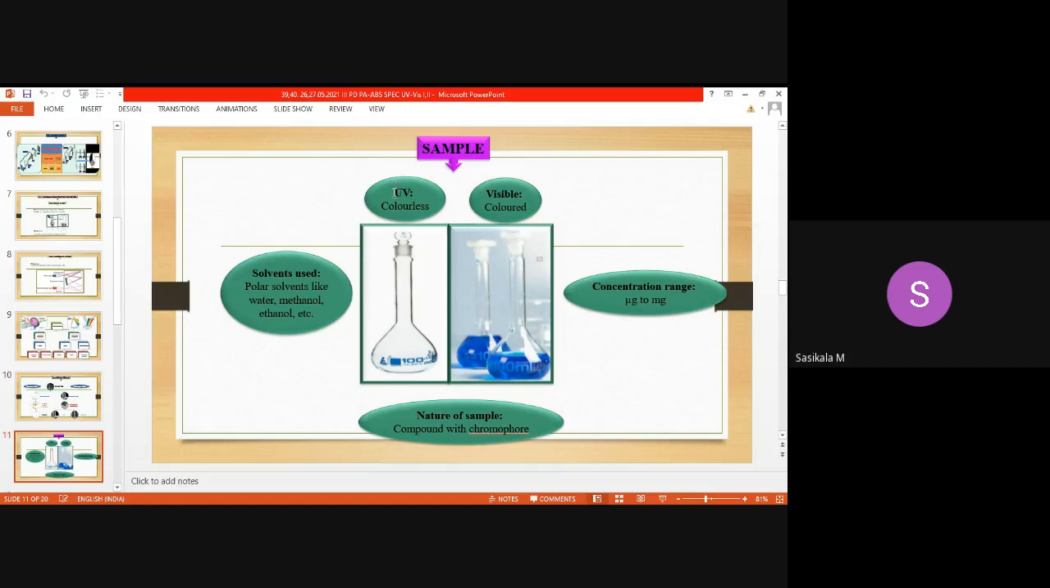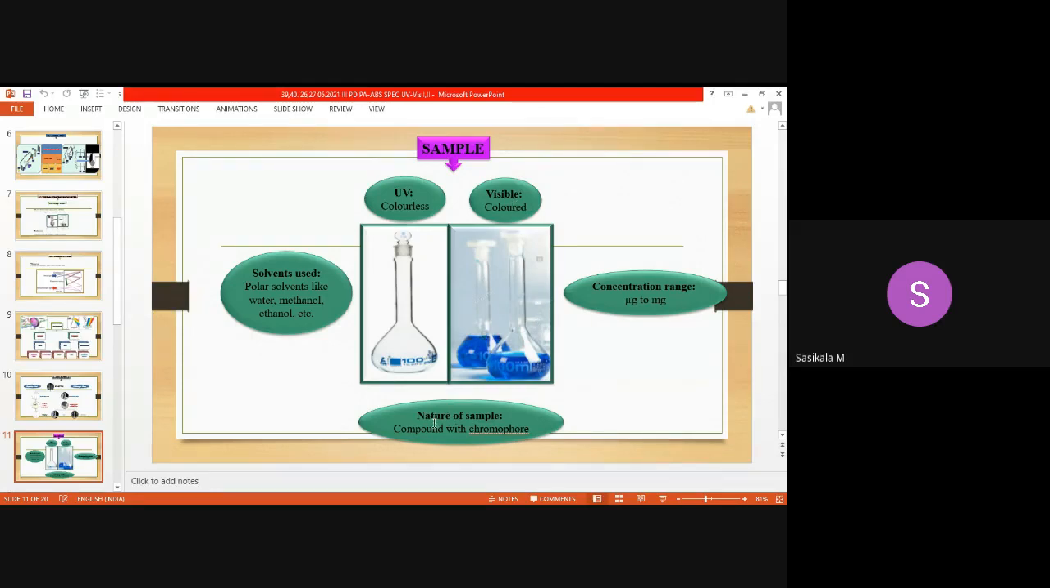UV will be analyzing colorless solutions. Colorless monophasic solutions, we will not use biphasic. Only clear monophasic colorless solutions are analyzed in UV spectroscopy, whereas visible spectroscopy analyzes colored solutions. Visible spectroscopy is otherwise known as colorimetry, whereas UV is known only as UV spectroscopy. Colorless solutions can also be analyzed in visible, and colored solutions can be analyzed in colorimetry or visible spectroscopy.